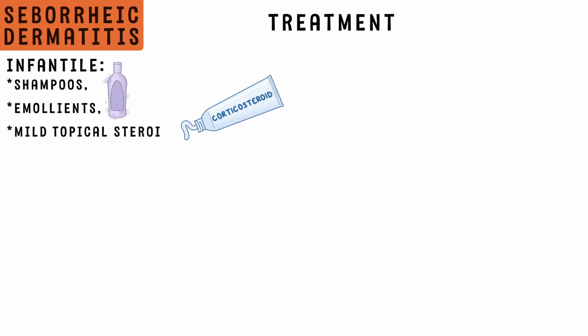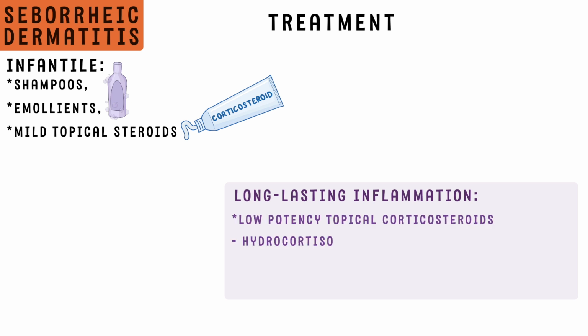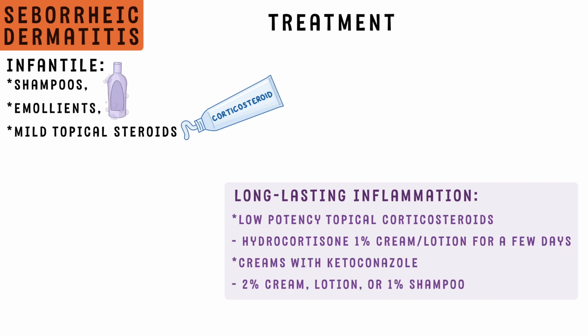Treatment of infantile seborrheic dermatitis. This harmless condition goes away on its own, and it's easily treated with shampoos, emollients, and mild topical steroids. Babies with long-lasting inflammation on the scalp or skin folds can use low-potency topical corticosteroids like hydrocortisone 1% cream or lotion for a few days.